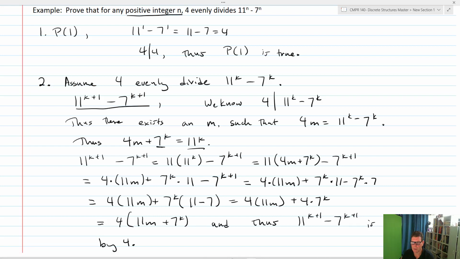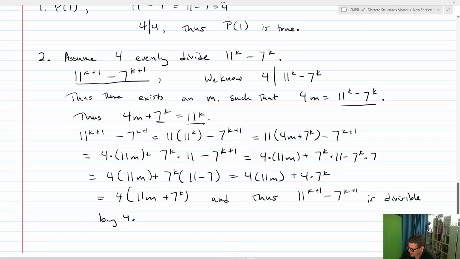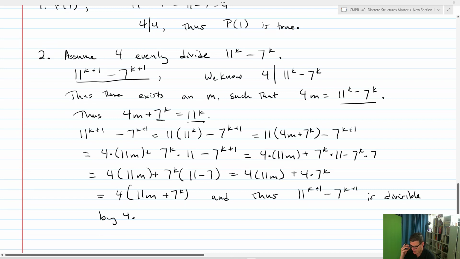So the idea here as we're working through divisibility proofs, and they're a bit more difficult than other proofs that we've looked at, is we essentially need to tinker with them, think through them, such that we end up being able to factor out a factor of 4, or make an argument about the divisibility of particular elements. In this case, we used our original assumption that 11 to the k minus 7 to the k was divisible by 4 in order to substitute into some of our algebra. And that was what allowed us to prove our statement.